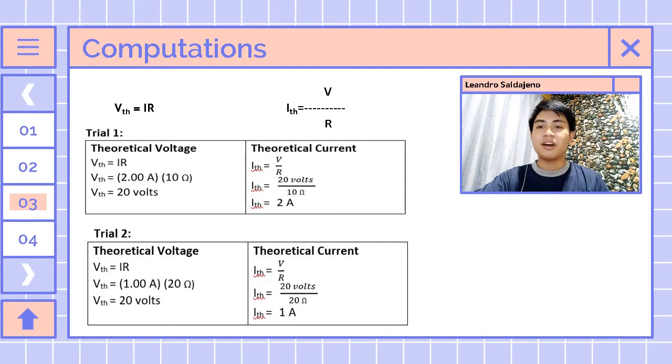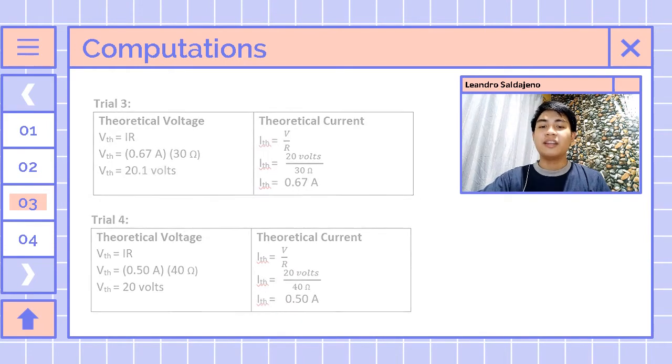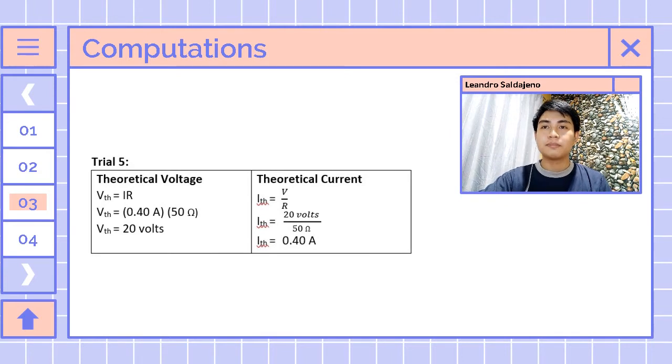The formulas given are V_TH equals IR and I_TH equals V over R. In trial number 1, theoretical voltage, V equals I multiplied by R, wherein I equals 2 amperes and R equals 10 ohms, which gives us the value of V equals 20 volts. Next is theoretical current, I equals V divided by R, wherein V equals 20 volts and R equals 10 ohms, which gives us the value of I equals 2 amperes. The same process was done in the 4 remaining trials.